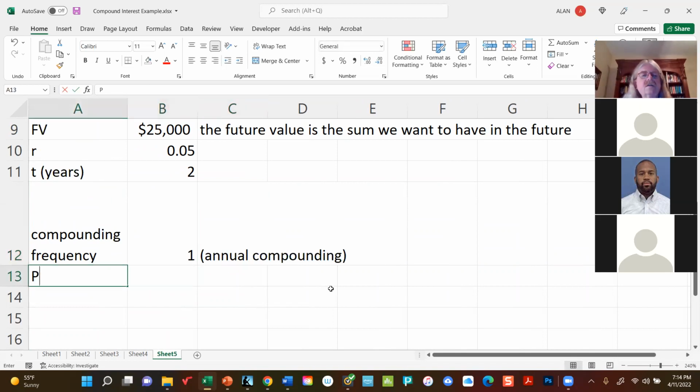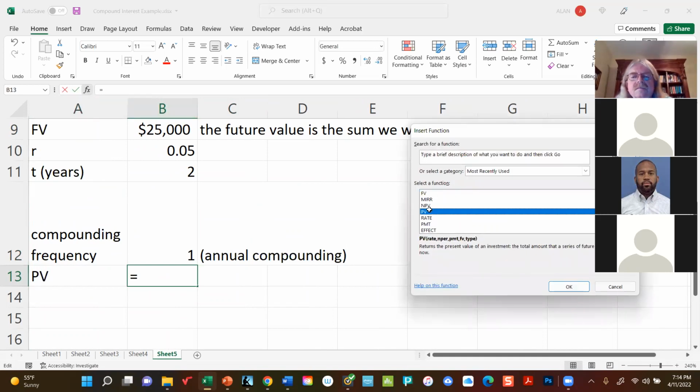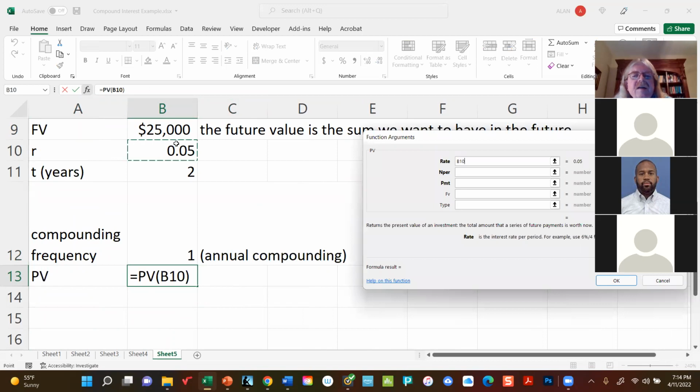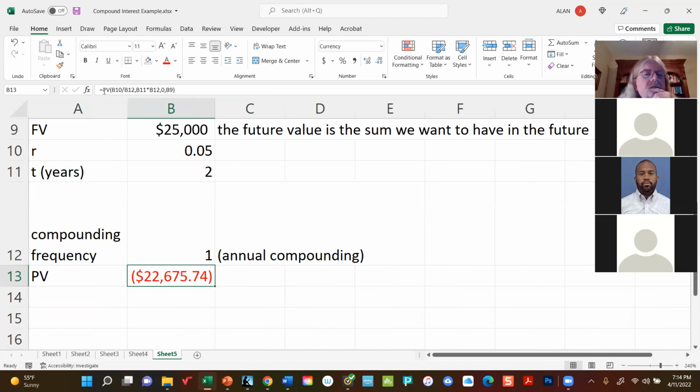Okay, so Excel can do this for us. The function is called PV, and the rate is 5%. Technically, we should divide it by 1, but it'll give us the same result. The number of periods is 2 years. There's no payment because that would imply that it is repeated. The future value that we're saving is 25,000. So that means that we would have to put 22,675.74 in the bank today to be worth 25,000 in 2 years.